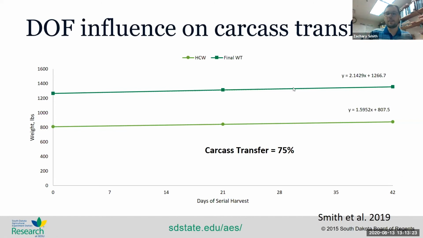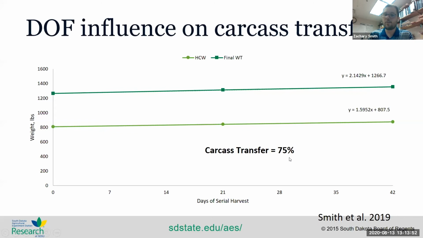And this is essentially what happens as we increase feeding duration for the last 42 days. We have nearly 75% of the animal's gain being gained as carcass weight. So I'll give you a really easy example. If you extend the feeding period an extra 42 days and your cattle are gaining 2 pounds a day, 1.5 pounds of that is carcass gain.